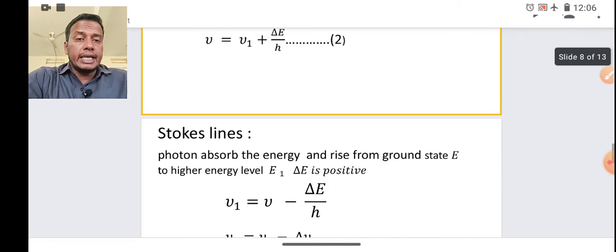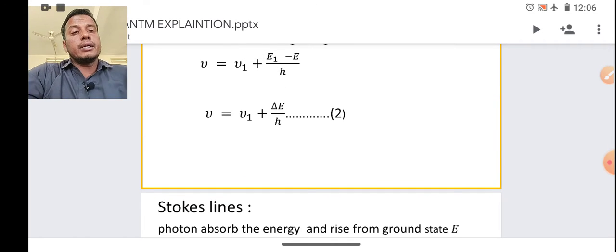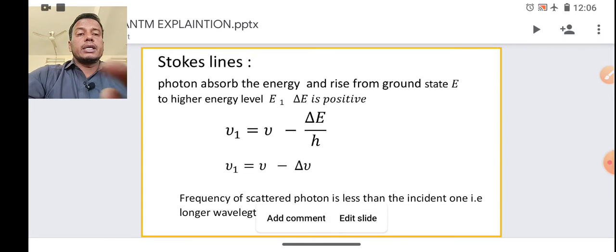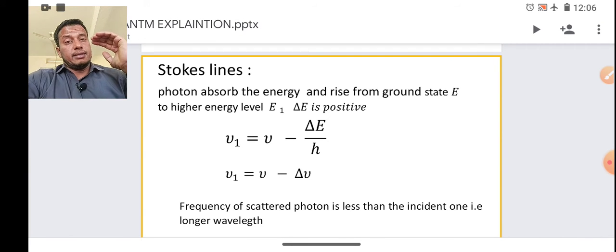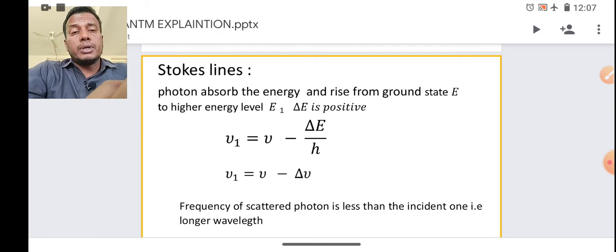So, taking this line, the equation 2, nu equal to nu 1 plus del E by H. Let us discuss the Stokes line. As we know, the Stokes line has a lesser frequency than the incident one. How? Let us check.